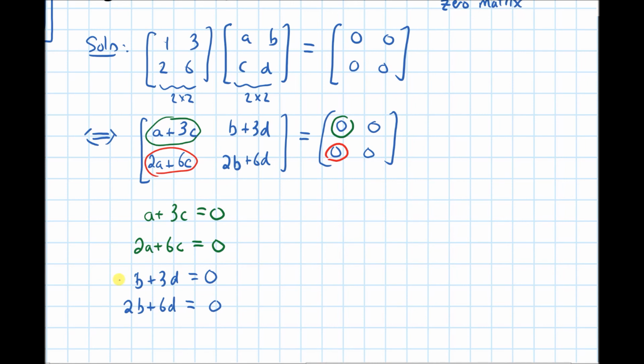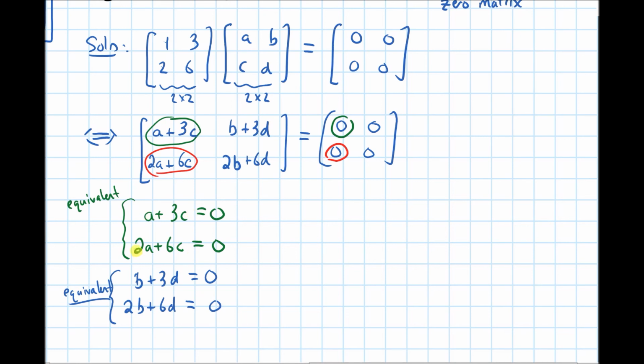One thing to notice is that these two blue equations are actually equivalent. If I multiply b plus 3d equals 0 by 2, I get this bottommost equation. So these are equivalent, because I can get the one from the other by multiplying by a constant. The same thing is true about these green ones. They are also equivalent. I can get the second green equation by multiplying the top one by 2.